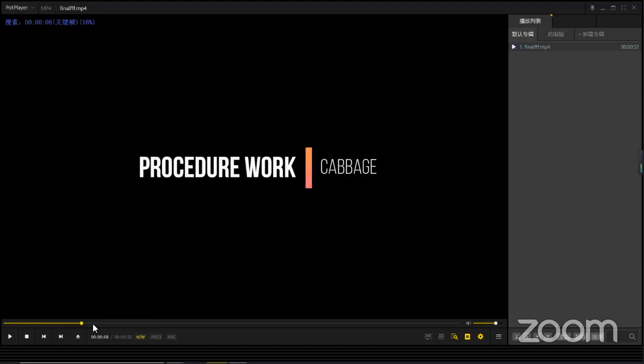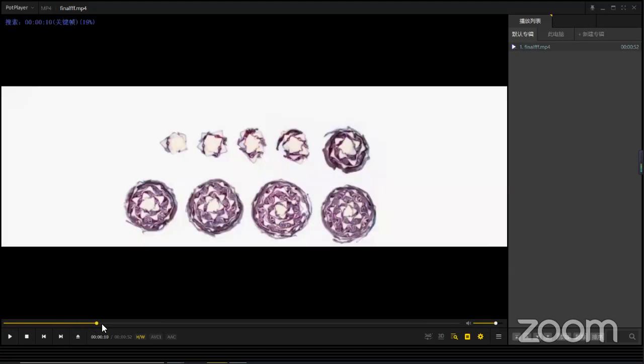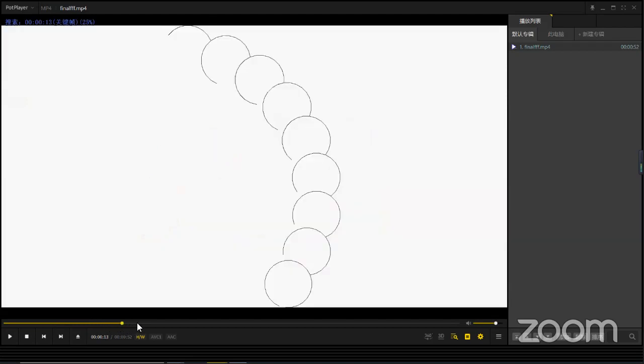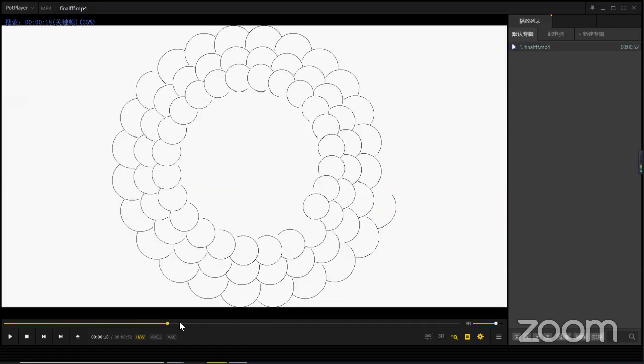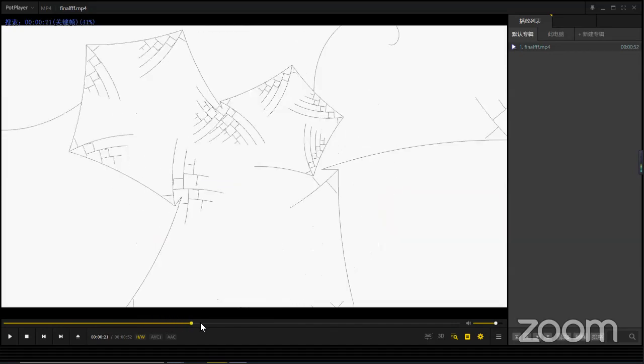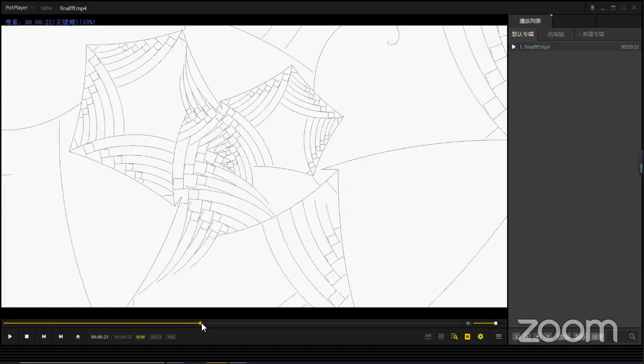And this is the procedural work. I analyzed how it generates. So I made several tries. This is like a flower kind of shape. And this is another one, a little bit chaotic.